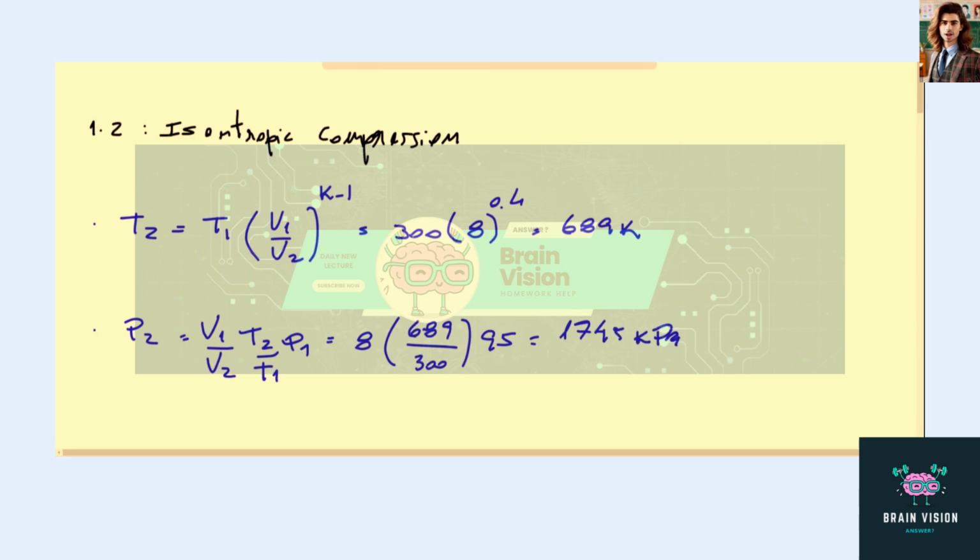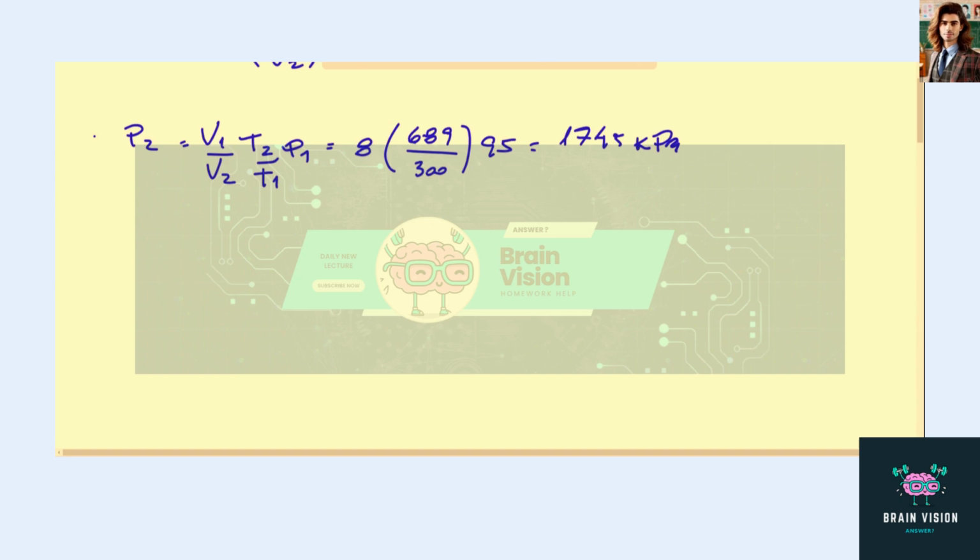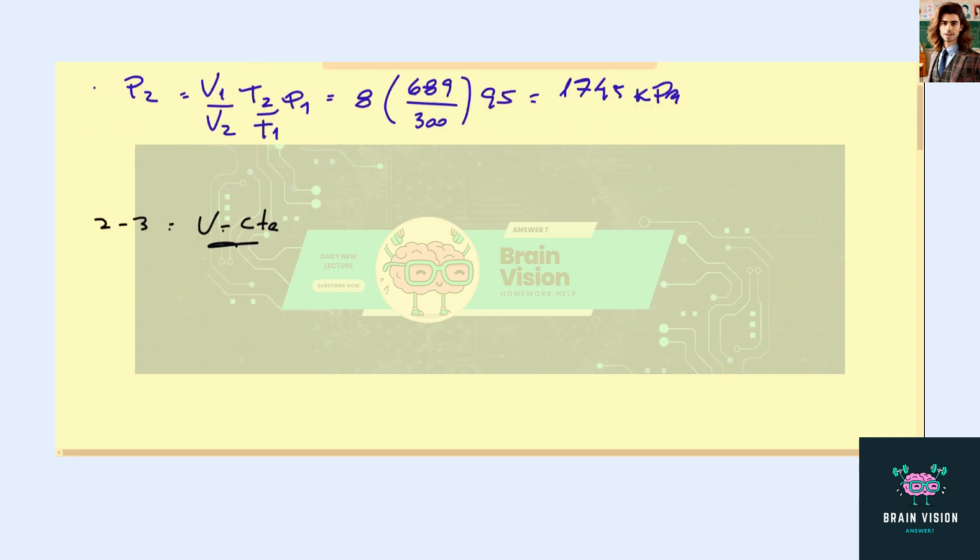Well, now that we have the information about point 2, we can look at the transformation 2 to 3, which is a transformation with constant volume. In this transformation, we can use simply the input heat that enters the cycle, which can be described by the change in the internal energy. So this is just Cv times (T3 minus T2), because it's room temperature in this problem.